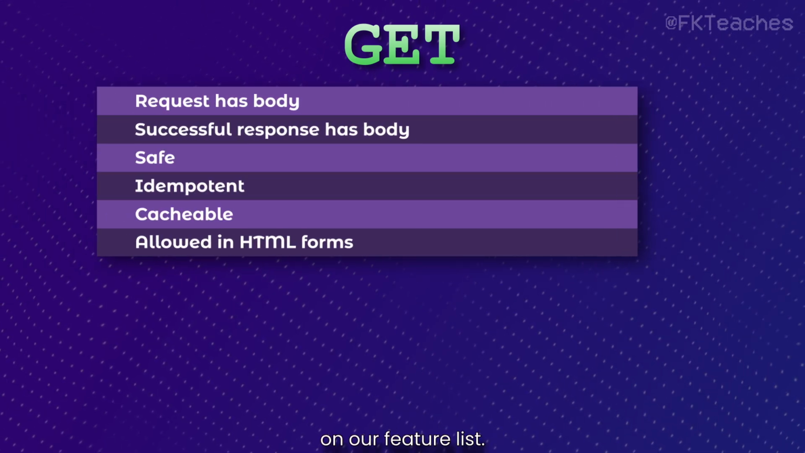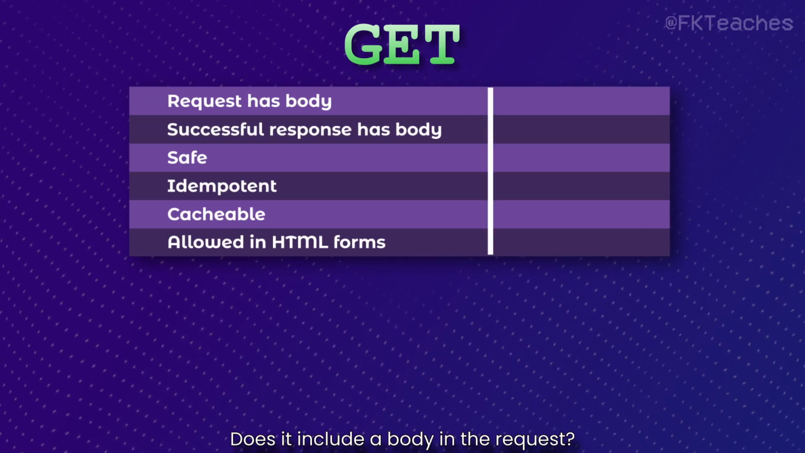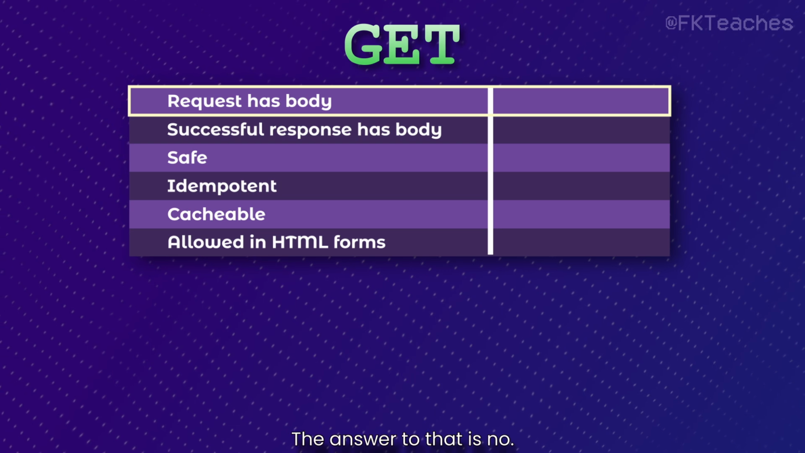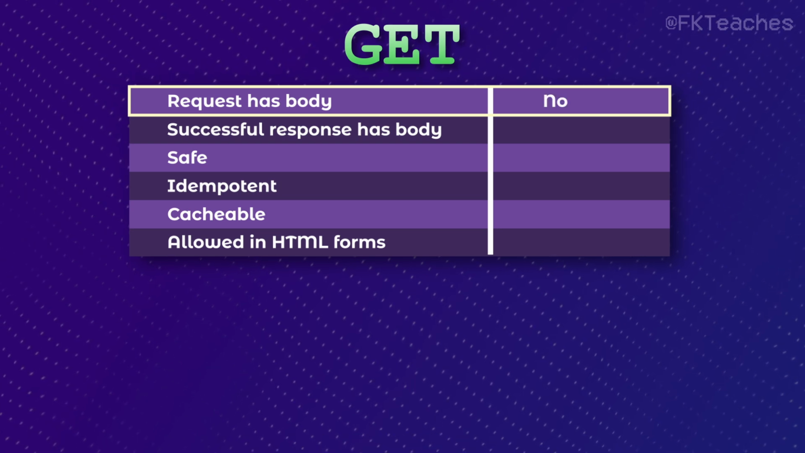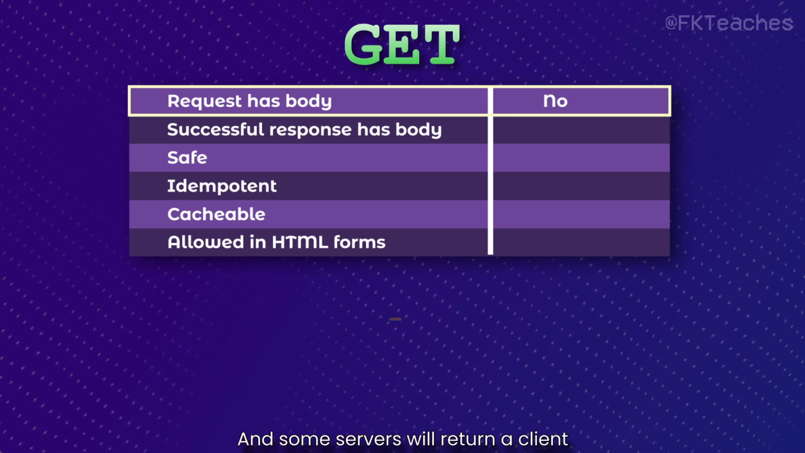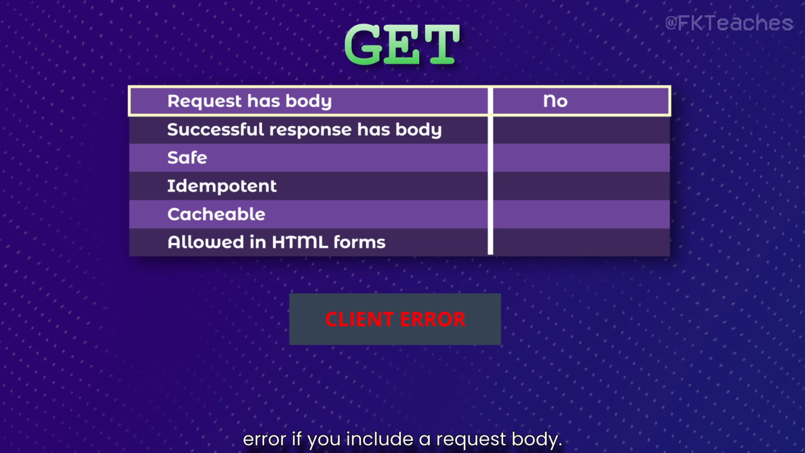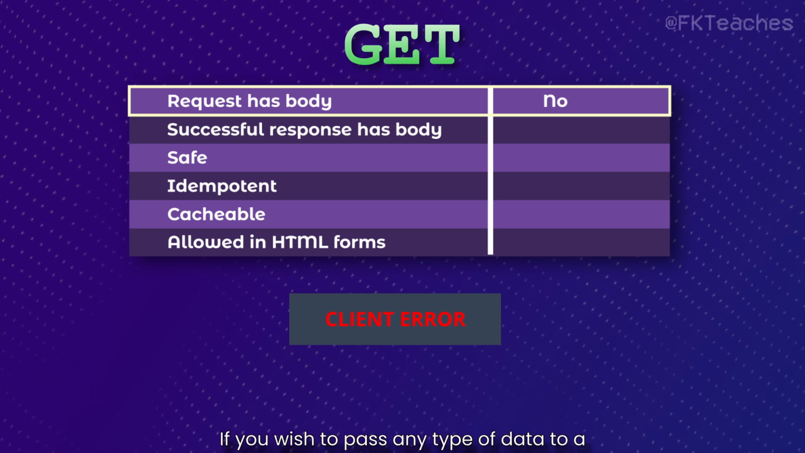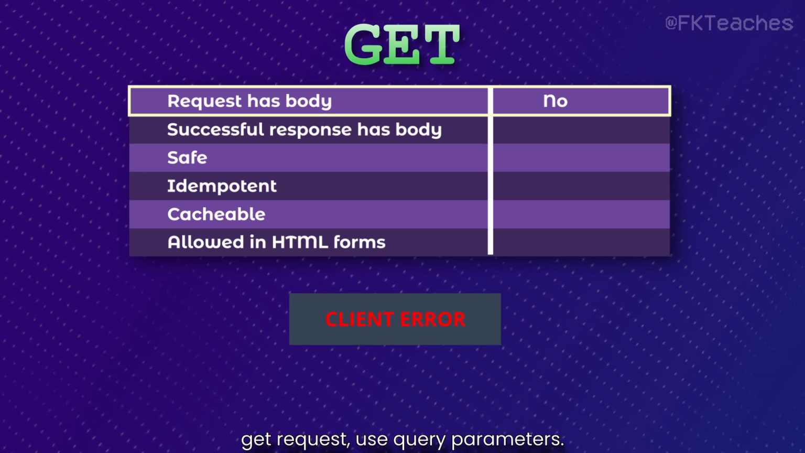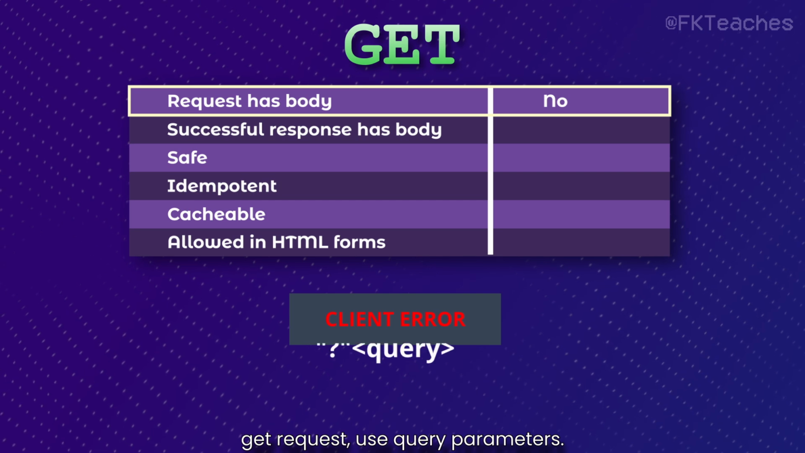on our feature list. Does it include a body in the request? The answer to that is no. And some servers will return a client error if you include a request body. If you wish to pass any type of data to a GET request, use query parameters.